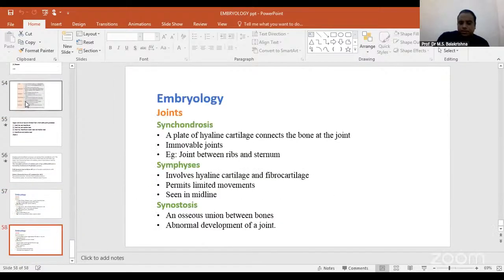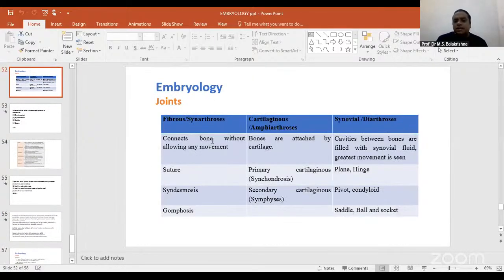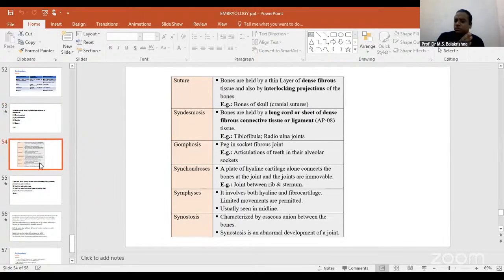Okay. Then is your joints. So joints again, there are fibrous joints, cartilaginous joints, synovial joints. The different types of fibrous joints are, for example, suture, syndesmosis. You can see here what is the difference between both of them. A non-synovial joint with connective tissue in between is called synchondrosis. So that is how I told you, they will ask you the definition, tell you what is the answer for that. So these are the features: syndesmosis, gomphosis, everything in chondrosis, which I have just explained.